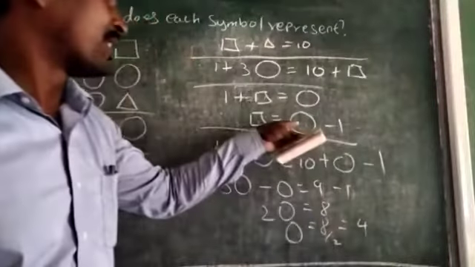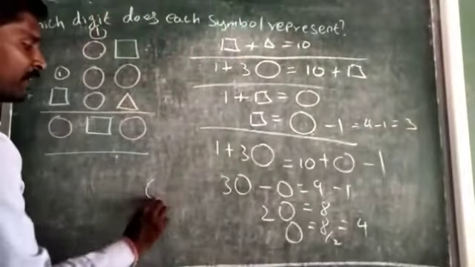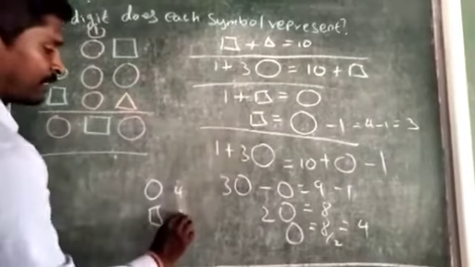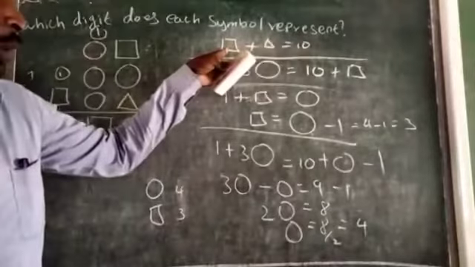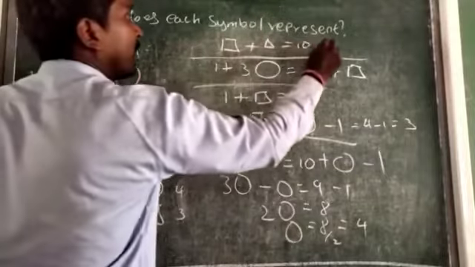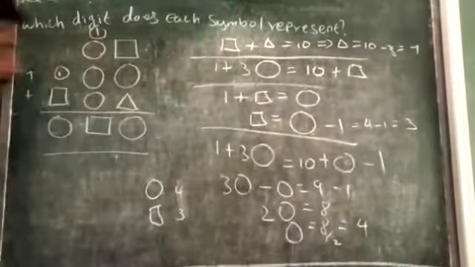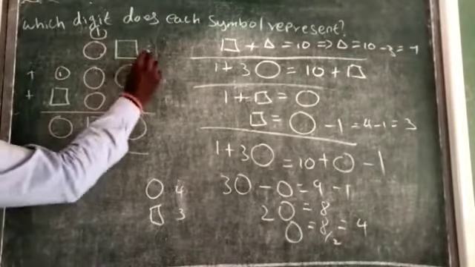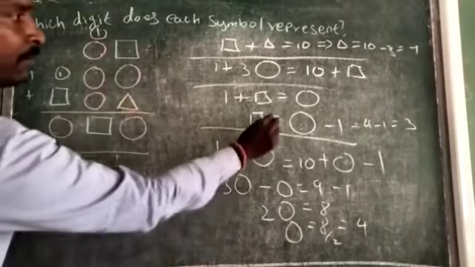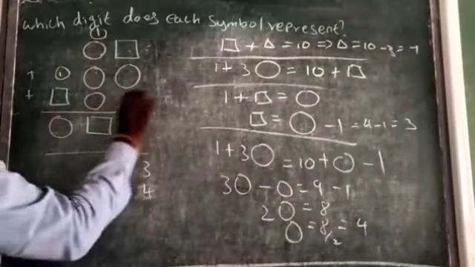So we know the circle value 4. Substitute here, then we are able to get the square value. So 4 minus 1 becomes 3. So circle value is 4, square value is 3. Already you know that square plus triangle equals 10. So you substitute the square value, then triangle equals 10 minus 3 equals 7. Substitute and check the values. Write in order: square equals 3, circle equals 4 and triangle equals 7.